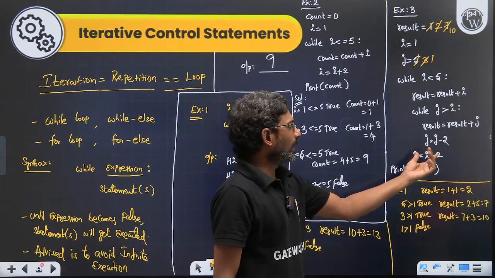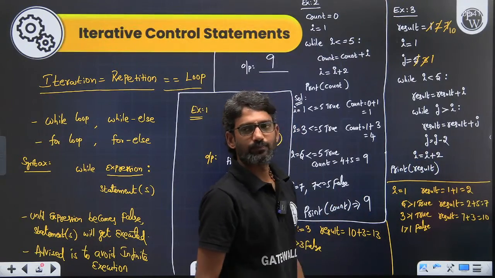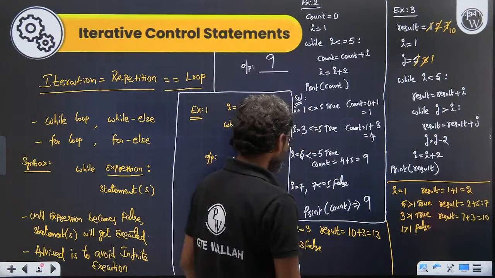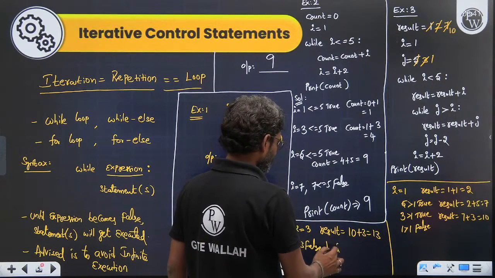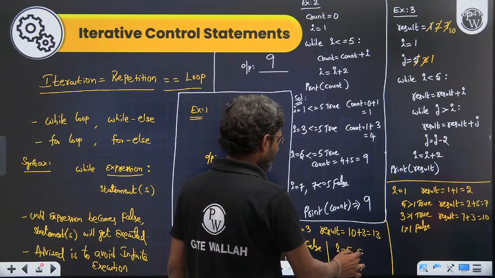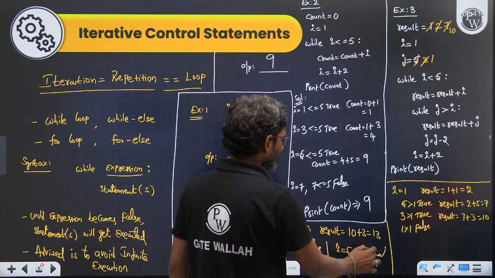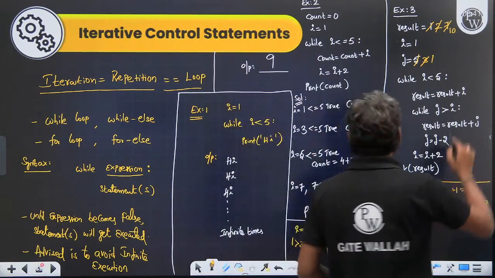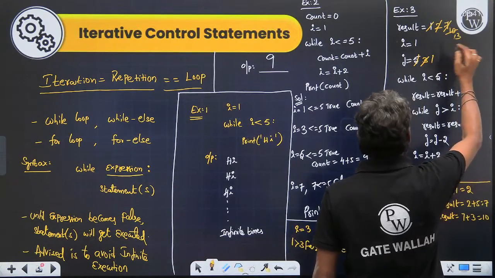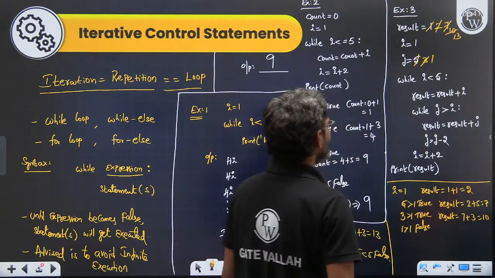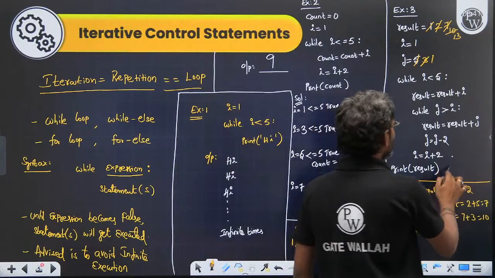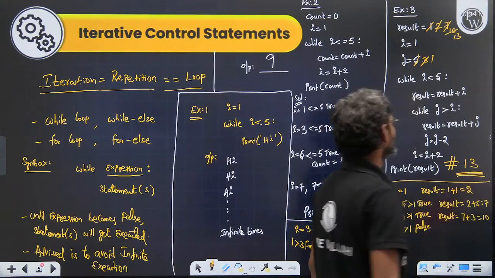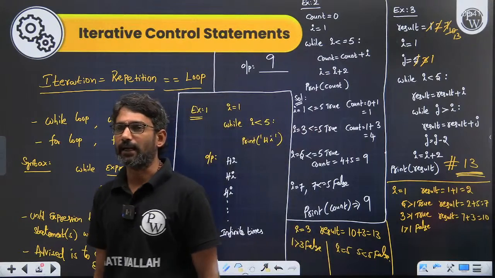Now I equals I plus 2. I becomes 5. 5 less than 5, false. So here it ends. Print the result. What did the result become? 13. So print the result means 13 gets printed. 1, 3, 13.